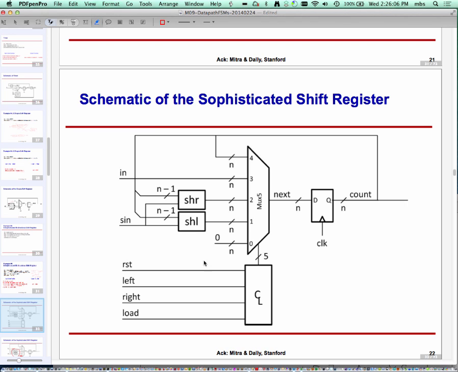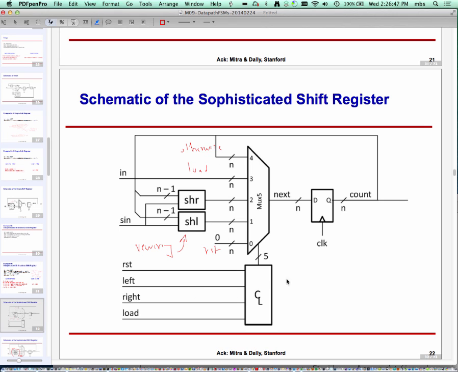The case where I'm feeding the 0 corresponds to reset. The one where I am just taking the current value and feeding it back is the otherwise case. The one where I'm taking the in and feeding it is the load case. Then I have this SHR, which takes the current state as well as SIN, and this is just wiring. These 2 boxes are just rewiring. One is shifting right, the other is shifting left. So those are my 5 cases.